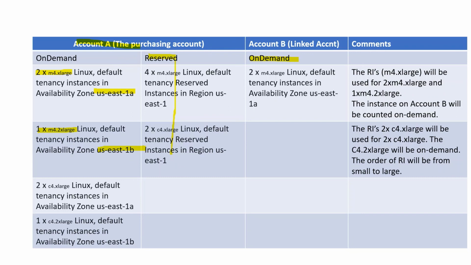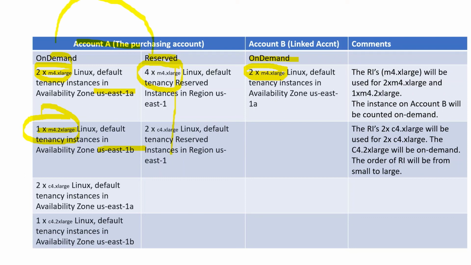And on account B, again, we have 2 m4.xlarge. So here also it's 2 m4.xlarge, here also m4.xlarge, and here it's 1 m4.2xlarge. Okay, so what we have reserved is 4 m4.xlarge. So the question here is, since there is m4.xlarge here as well as m4.xlarge here, where it will be first applied. So this is the first point.